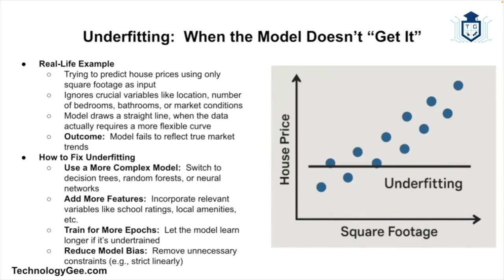So here's how you can fix underfitting. You can use a more complex model. You can try decision trees, ensemble methods, or deep learning. You can add more relevant features, where you can include other useful data like neighborhood crime rates, school ratings, etc. You can train the model longer. Sometimes underfitting happens when the model hasn't had enough time to learn. And you can reduce bias by making sure that your model isn't overly constrained by assumptions like linearity.